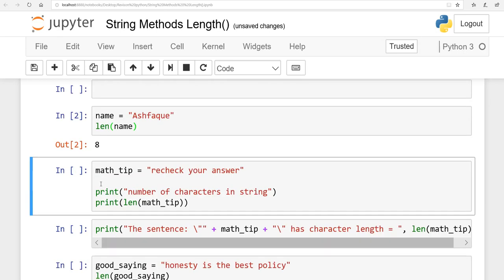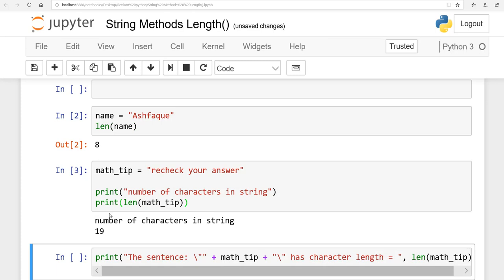Okay, one more example. Here math_tip is equal to "recheck your answer". Print number of characters in a string. See, this is only one name. Here we have 3, 1, 2, 3. I will show you the difference in how the system will count. Number of characters in a string, print the length of this variable and then run it. It will print the second line, number of characters in a string. Again, it is not a hard and fast rule. If you want, you can delete this line. But I have written this only to explain that the number of characters in the string is 19.